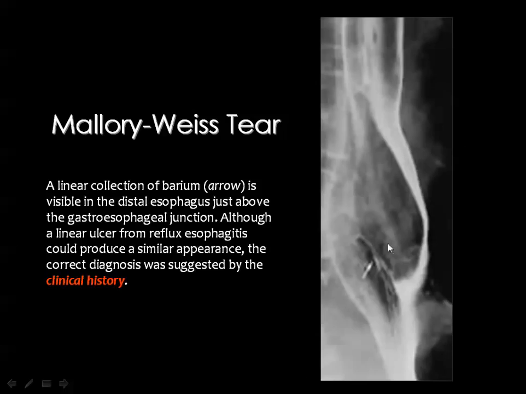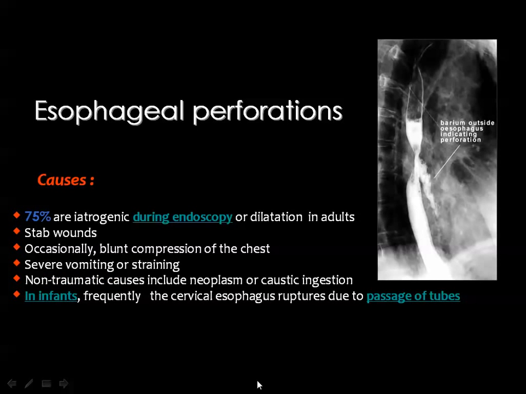Then if you look at this barium swallow, you can see some longitudinal ulcer or tear in the distal part of the esophagus. And in absence of good clinical data, you may mistake this for an ulcer secondary to gastroesophageal reflux. But in cases of typical history of vigorous coughing or vomiting that has been complicated by bleeding, then you know that this is a tear in the esophagus.